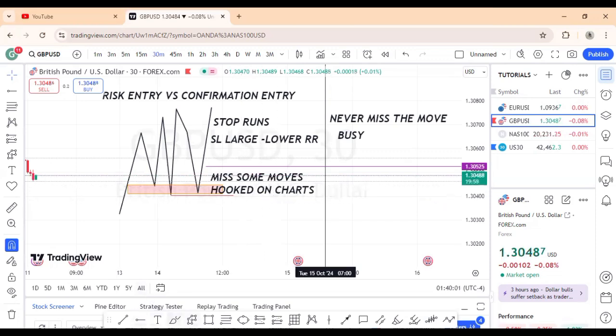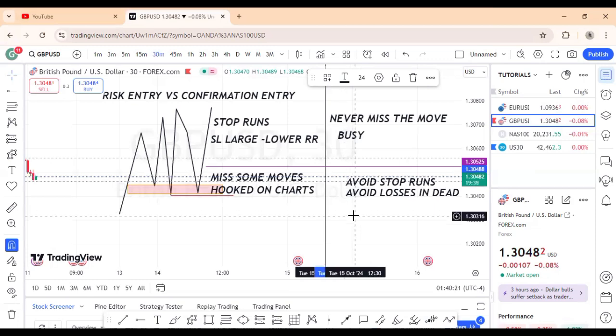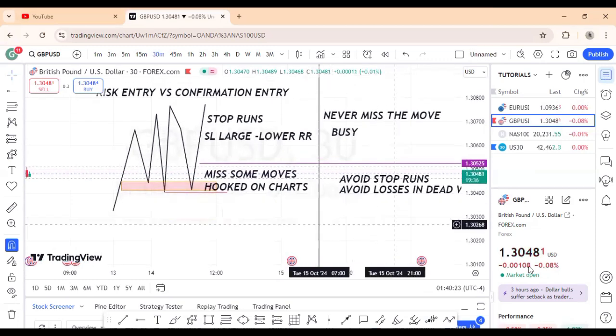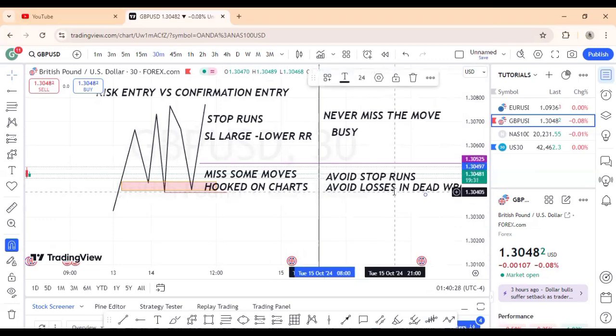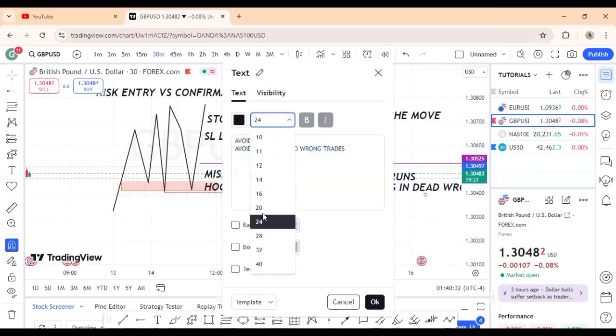And then the major advantage is that you avoid stop runs, right? So you avoid stop runs, and you also avoid losses in dead or wrong trades. So now what do I mean? What I mean by this is that, let me make this smaller so you guys can see it.